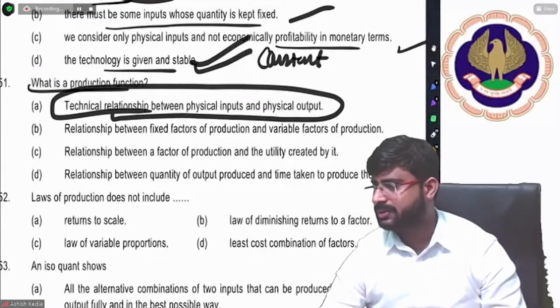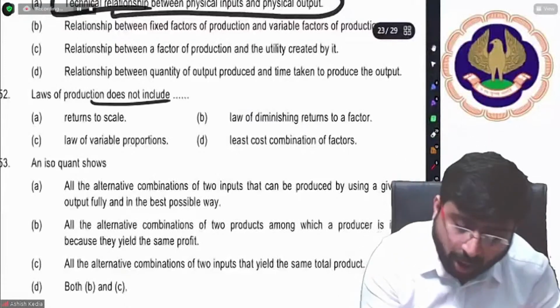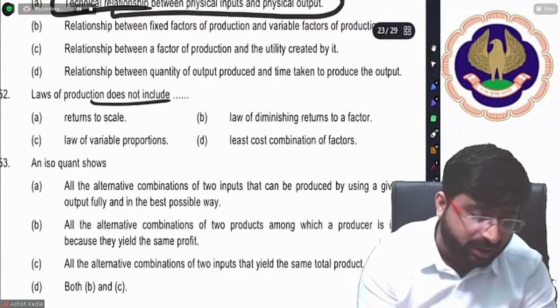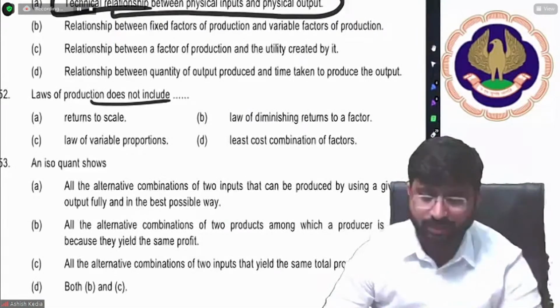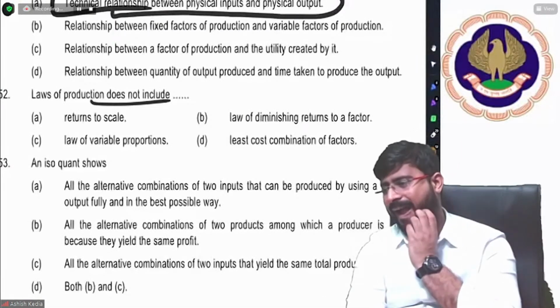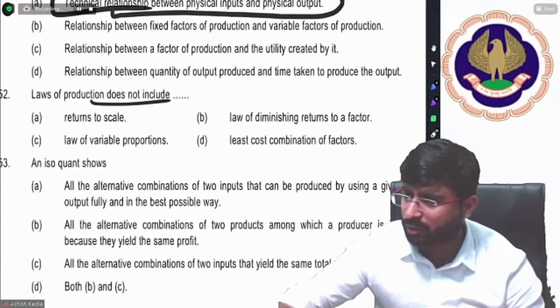Yes. Now moving on. Which one of them does the law of production not include? It's not written include, it's written doesn't include. Come on, friends. Which one of them does the law of production not include?